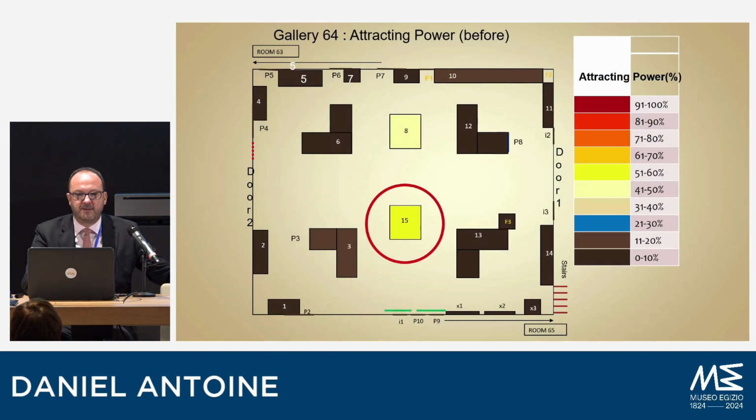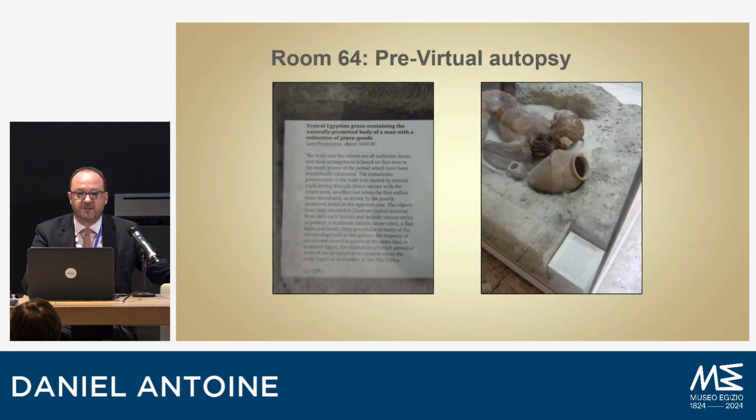So we do these heat maps as well. Circled in number 15 is Gebelein man. You can see here he is the most popular display in that gallery, the pre-dynastic gallery, or the early Egypt gallery, as we call it.